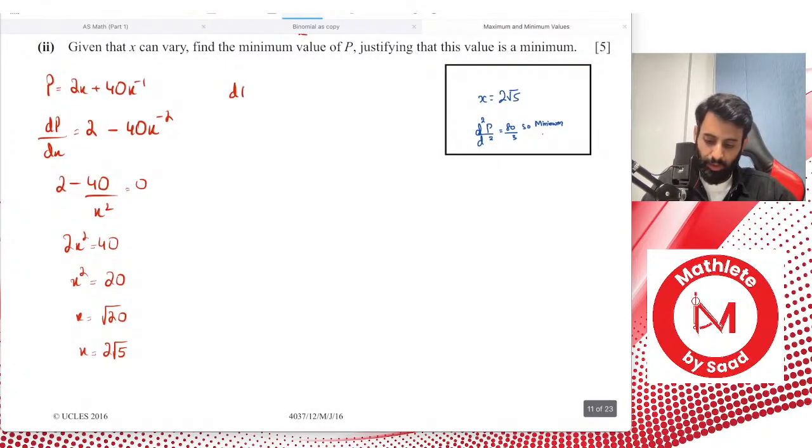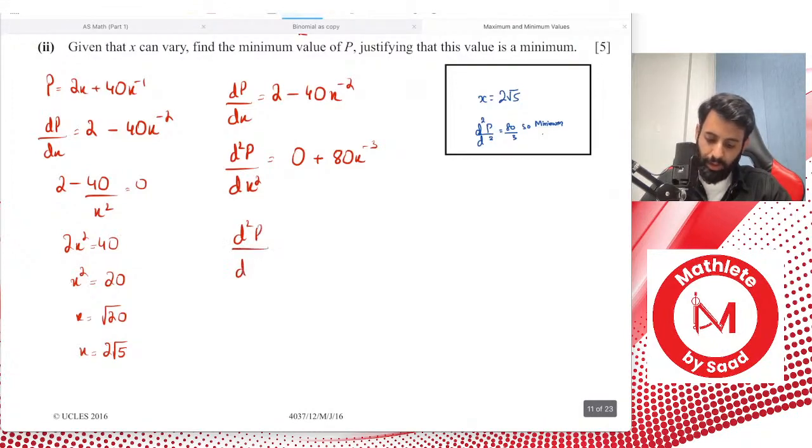So for that, we differentiate dp upon dx further. Let's write this nicely first. So dp upon dx is actually 2 minus 40 x to the power minus 2. If we differentiate it for a second time, we get d squared p upon dx squared, which is 0 minus minus plus, so that's plus minus 2 into minus 40 is 80 x to the power minus 3. And you can see that this is going to be a positive value, 80 upon x cubed. So since d squared p upon dx squared is greater than 0, therefore we will have a minimum value.